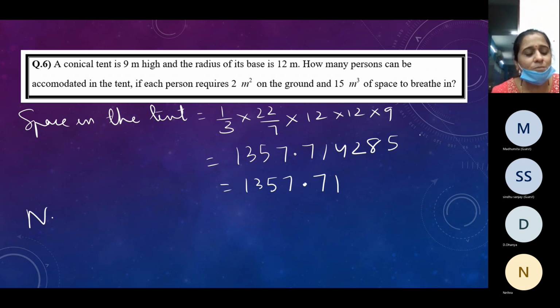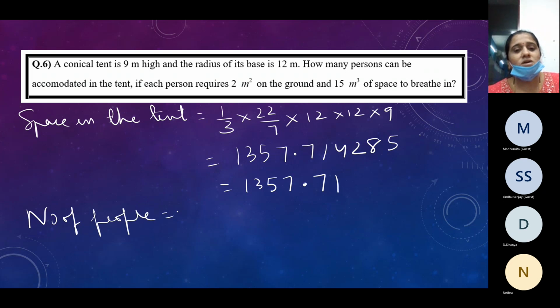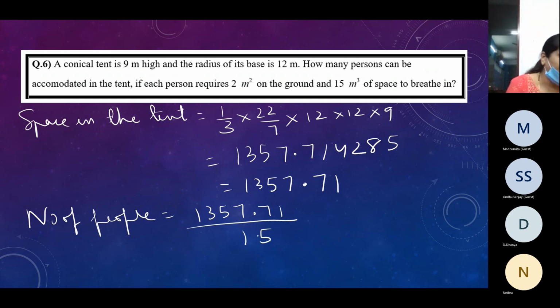So the number of people considering the space in the tent. Earlier we found the number of people considering the floor area. Here we're finding the number of people considering the space available in the tent. So the number of people that can be accommodated considering the space is equal to 1357.71 divided by 15. You're getting 90.514, which is nothing but 90.